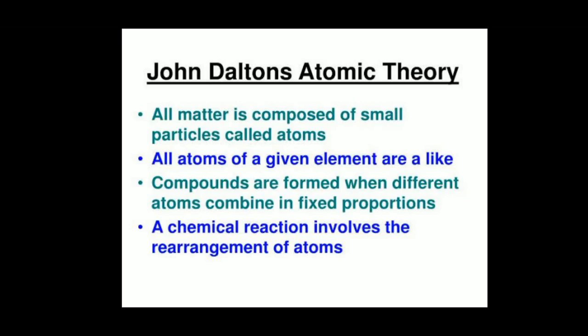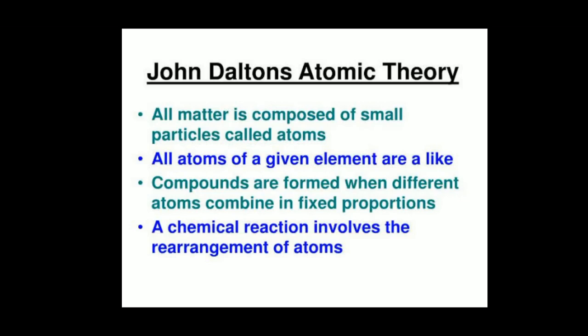So what are the important merits of this theory? Dalton's atomic theory explains the law of conservation of mass. During chemical reactions, only a rearrangement of atoms takes place. Atoms are neither created nor destroyed in a chemical reaction, right? Therefore, it explains the law of conservation of mass. It explains the law of constant composition, and also it explains the law of multiple proportion. But this theory fails to explain what?